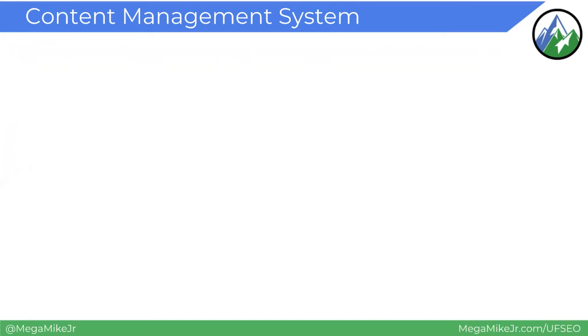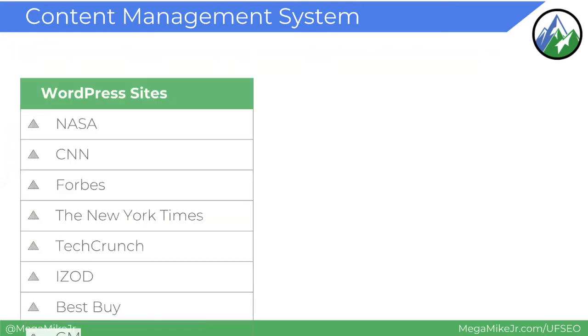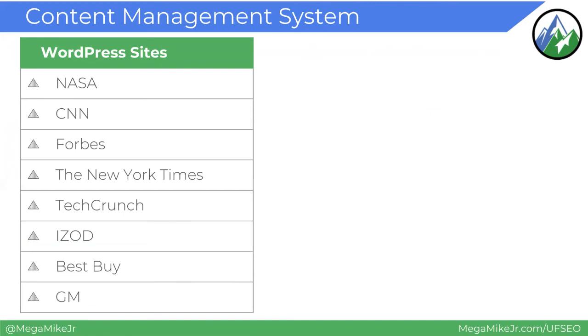But I'm going to start off by just telling you what are some of the top sites. So NASA, CNN, Forbes, the New York Times, TechCrunch, iZod, Best Buy. Those are just to name a few of the different sites out there today that are WordPress-based or have been WordPress-based, that are nothing to shy away from. As you can see, there's a lot of people who invest time and energy into them because they believe in the system and they know that it works. So finding the right themes and developing on the right system is very important.